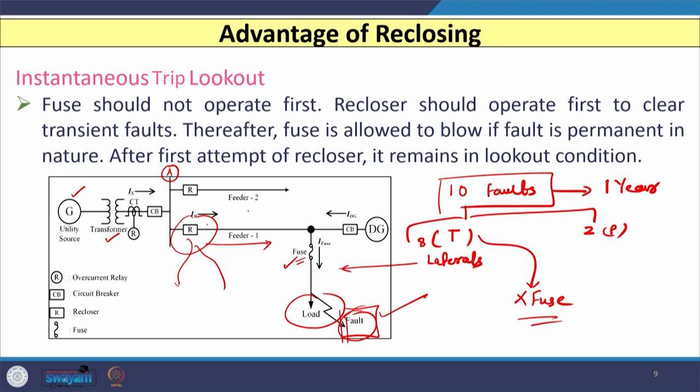So, any fault occurs here, the recloser should detect it, and it will operate. Obviously the pole of the breaker becomes open, and then the recloser operates, so the pole of the breaker recloses. And if these 8 faults are transient or temporary in nature, then again the system becomes normal as and when we reclose the pole of the circuit breaker. So, there is no unnecessary disconnection of this feeder by the operation of the fuse, there is no question of rewiring of the fuse, and there is no involvement of human.